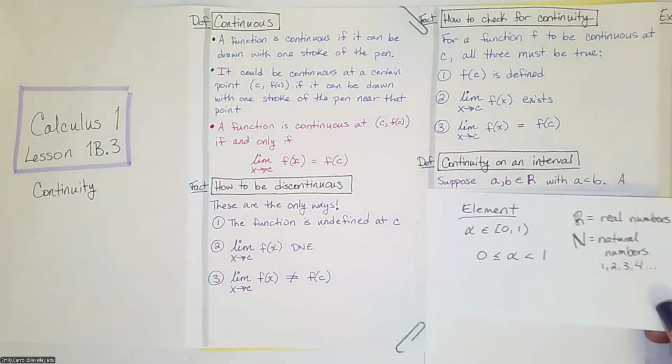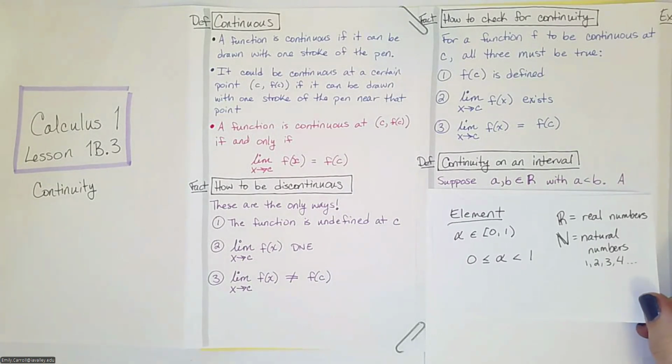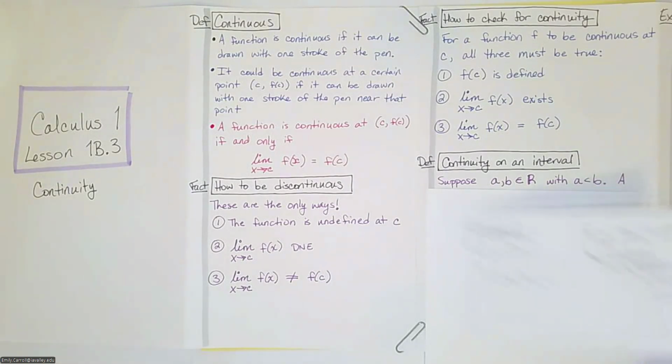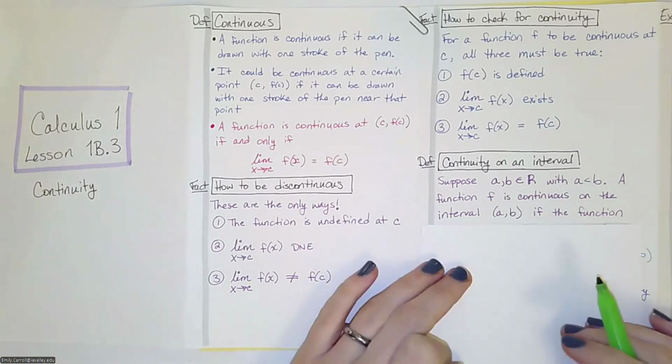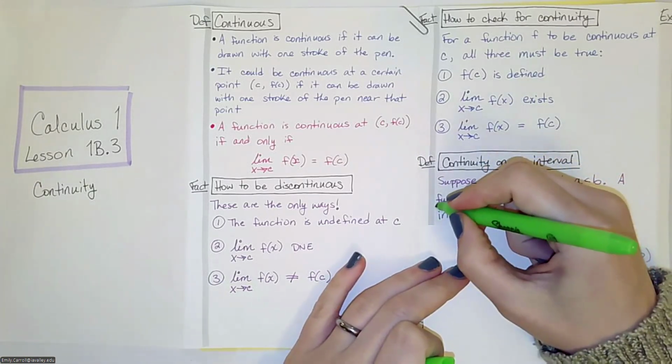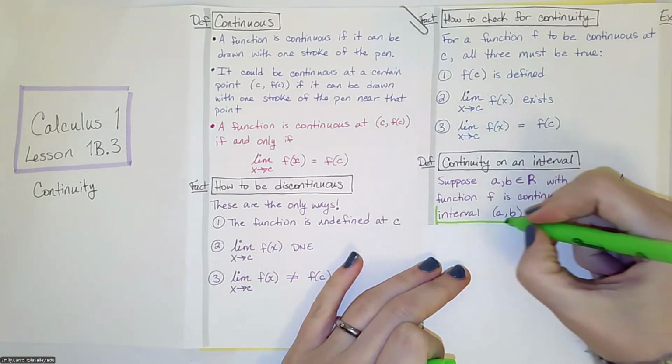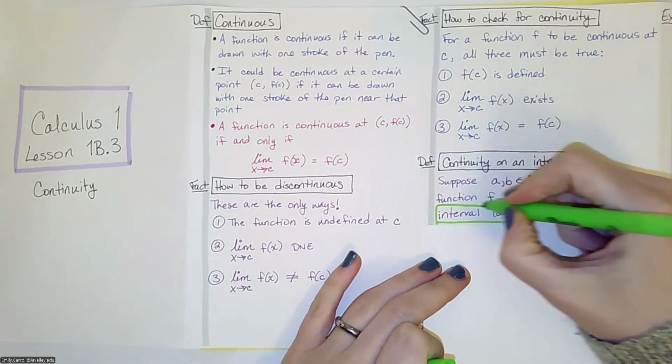Element means it just lives in that set. So a and b are any real numbers, and a is the smaller one. A function f is continuous on the open interval (a, b). Let me stress this here because (a, b) almost looks like it wants to be a point, right? This is an interval, not a point.